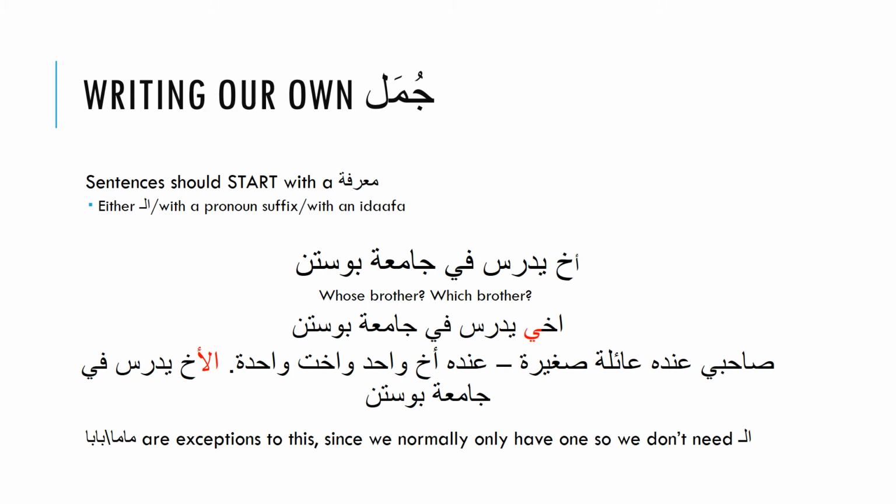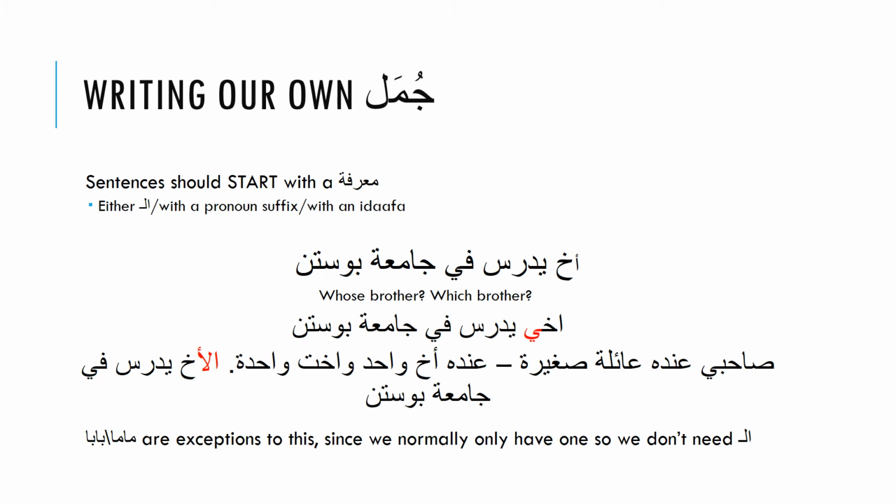Of course, mama and baba are exceptions to this. We normally only have one mama and one baba. Times are changing, but I don't think that's going to change the structure too much. So you don't need an Aleph Lam because it's just assumed when you say mama, you mean my mom or the mom that we're talking about. It's so implied that you don't really need those. So those are exceptions to this.